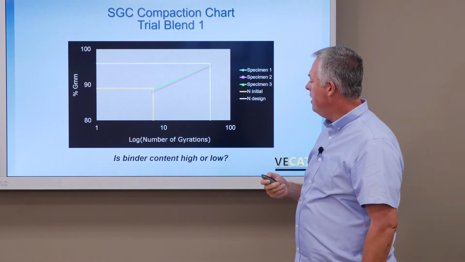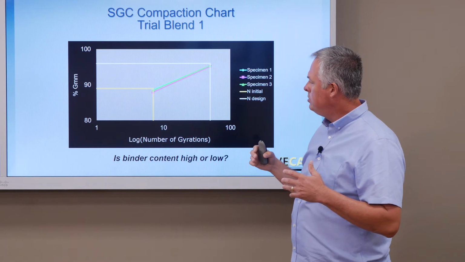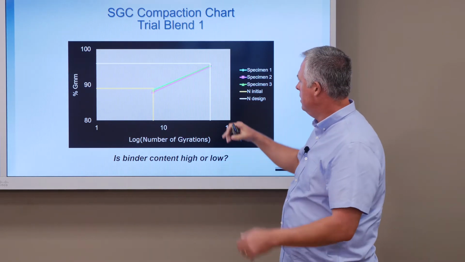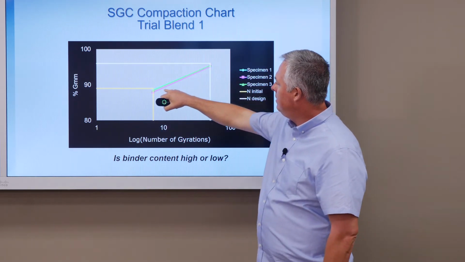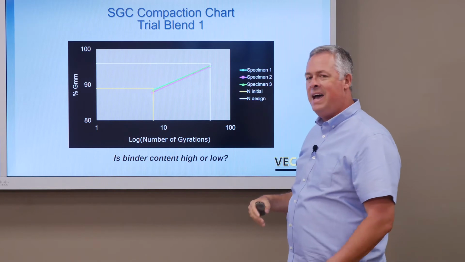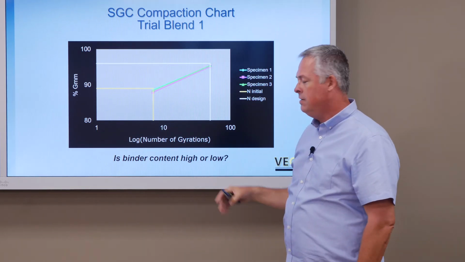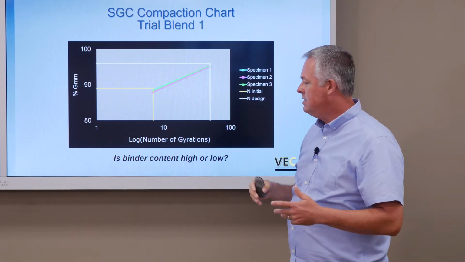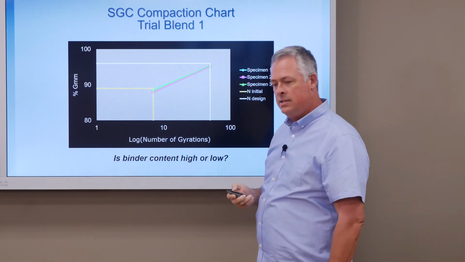So is the binder content high or low? Well, in Superpave mix design, we're always trying to adjust our trial blend back to 4% air voids. So in this case, if this is 4% air voids, the only way to get these up to that point is by adding asphalt. We've got to tighten it up a little bit. So in this case, the 5.5% liquid that we've selected for our trial blends is a little bit low. We're going to have to add more liquid to move these lines up.